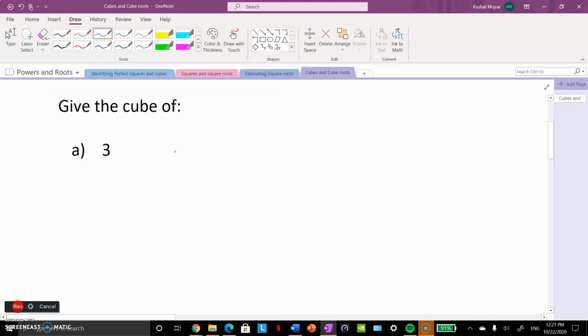So, a number cubed, for example, 2 cubed is 2 times 2 times 2, which is 8. Okay? So this number signifies how many 2's we have over here. Does it make sense? Okay.